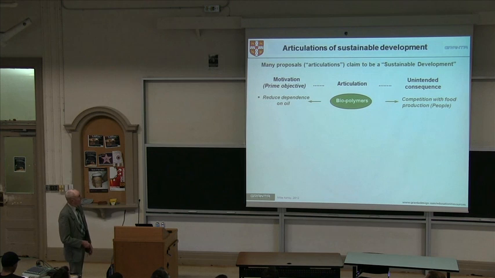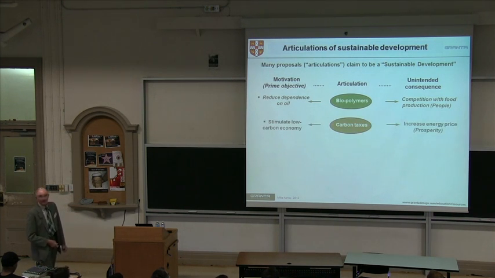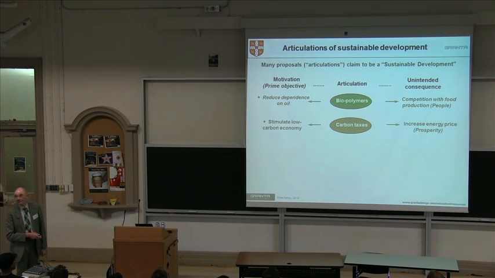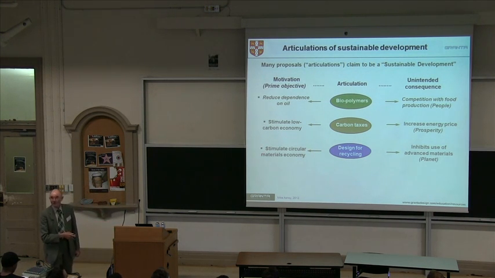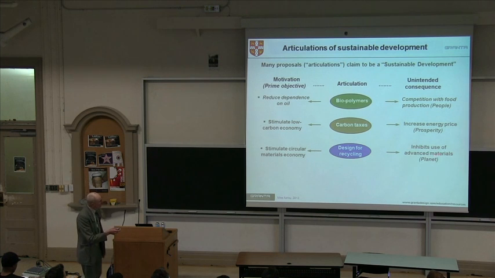That's a genuine problem. Here's another one: carbon taxes. The idea there is to stimulate a low-carbon economy, but you can't tax carbon without increasing energy price somewhat, because that's at the moment where we get most of our energy from. Design for recycling. Well, that's a wonderful thing to do. It stimulates a circular materials economy, and there's a lot of discussion, at least in Europe these days, of circular materials economies. But it does have the problem that it inhibits the use of materials that can't easily be recycled, like CFRP or other composites.